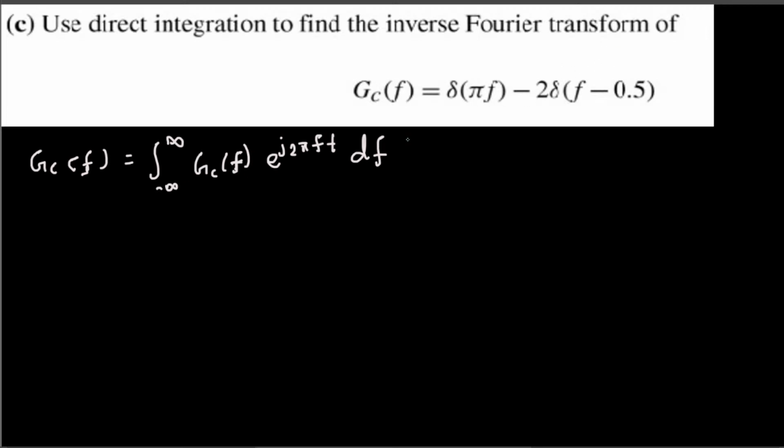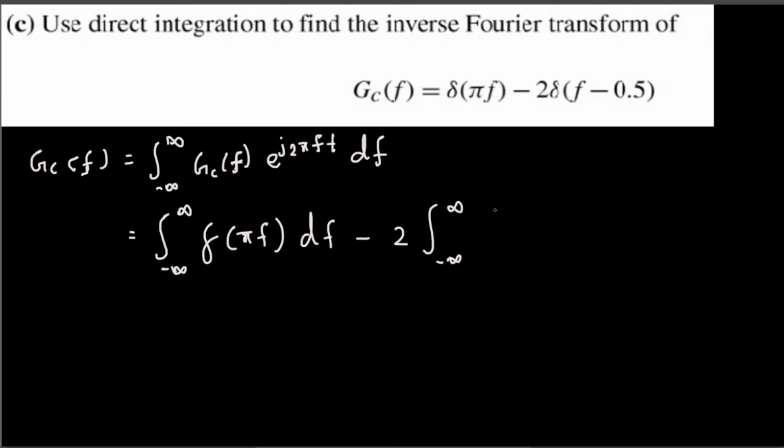Now let's go ahead and do this. Here we just have to plug this function into this integration. We can put the function all together and multiply by e^(j2πft), or you can start dividing the function right away: integral from negative infinity to infinity of the first function, delta(πf), df, and then minus 2 is a constant, so we can put it in front, and then the integral from negative infinity to infinity of delta(f minus 0.5).